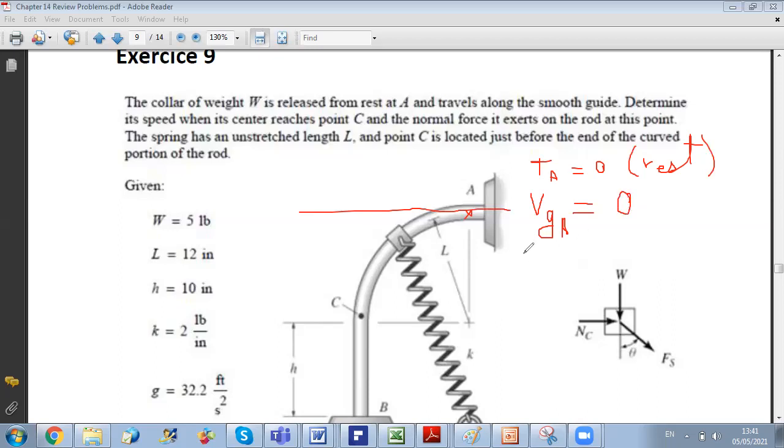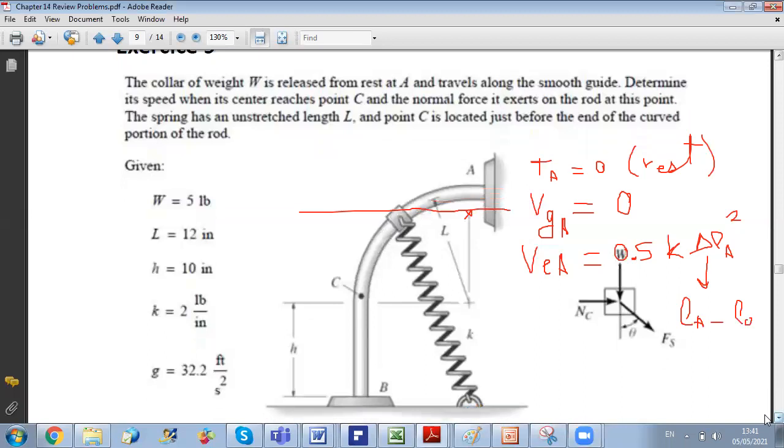Concerning the elastic potential, V elastic at A, to get it, I need to determine what is delta L of my spring at A. So V elastic is 0.5 times K times delta L at A squared. Delta L at A is equal to the total length of the spring at A minus L0, the unstretched length.